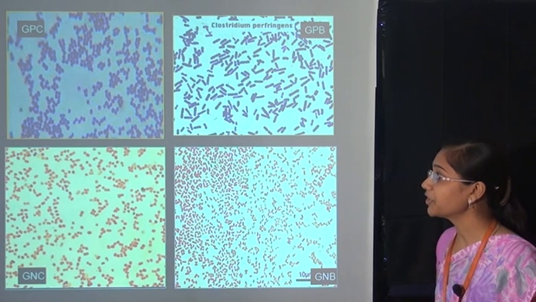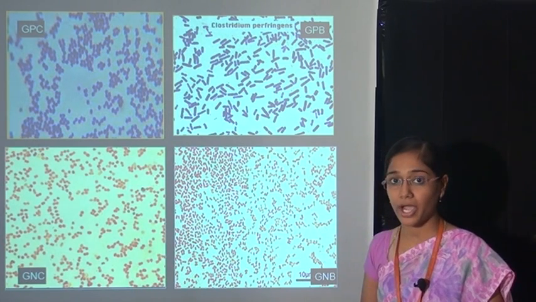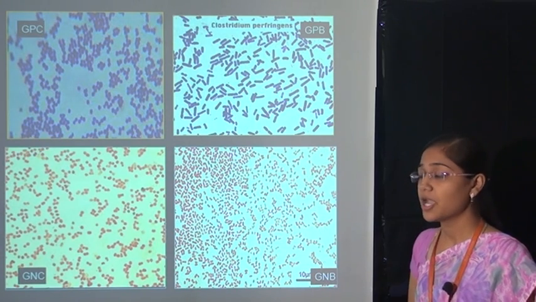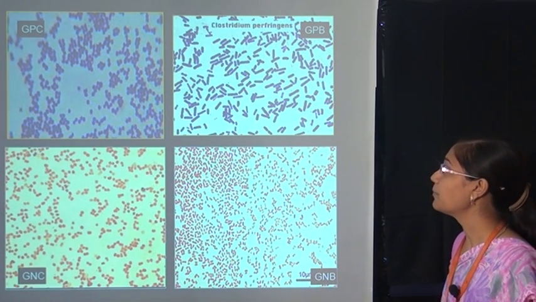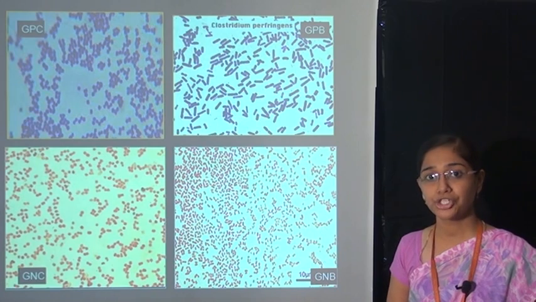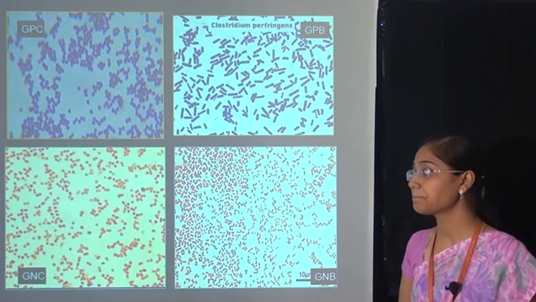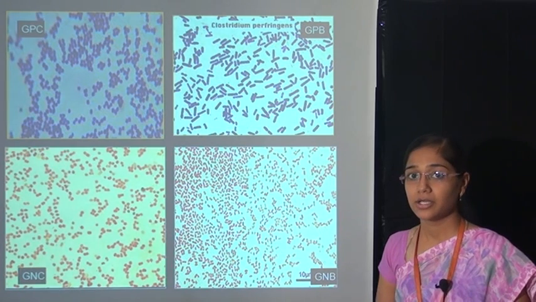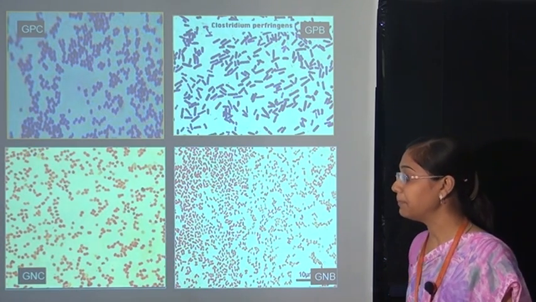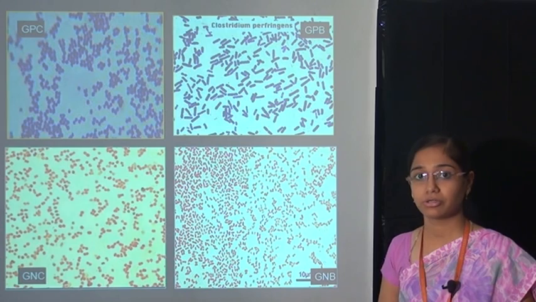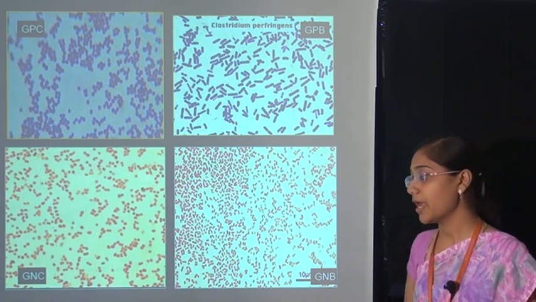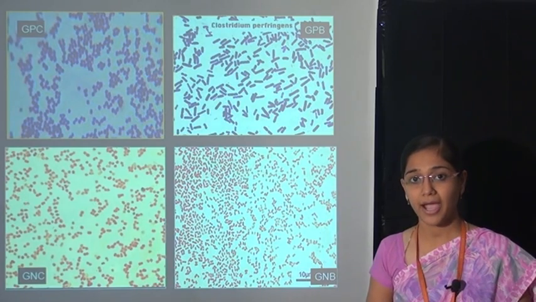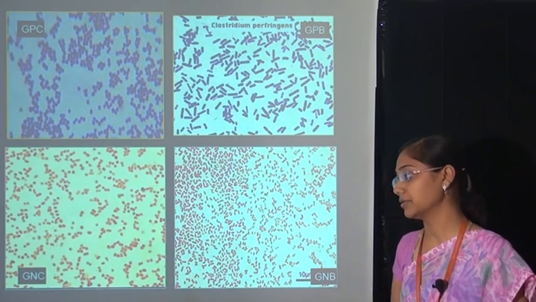In the first figure, Gram positive cocci, purple in color and spherical in shape. In the second one, Gram positive bacilli, rod shaped and purple in color. In the third figure, Gram negative cocci, pink in color and spherical in shape, and Gram negative bacilli, rod shaped and pink in color.